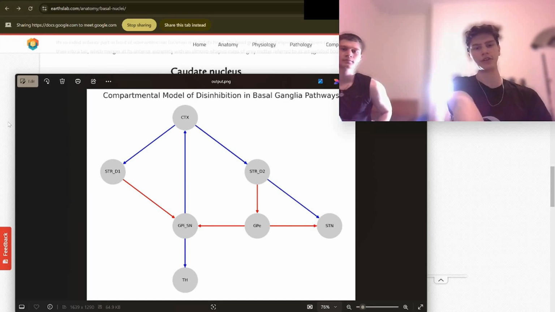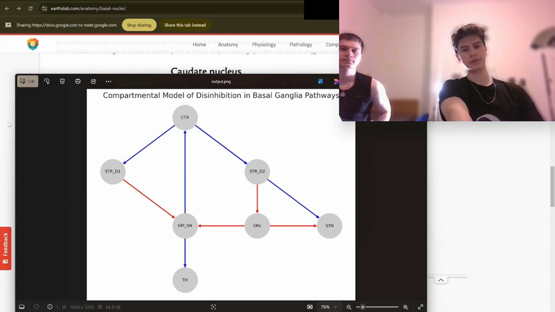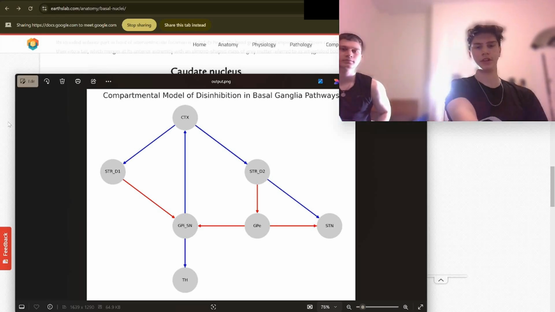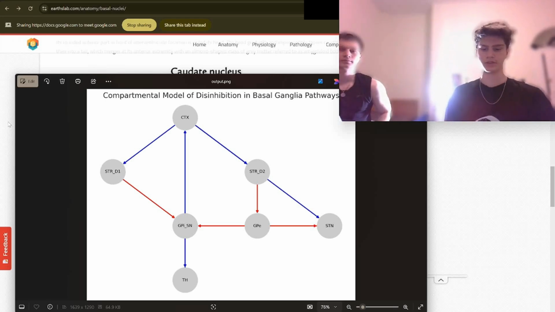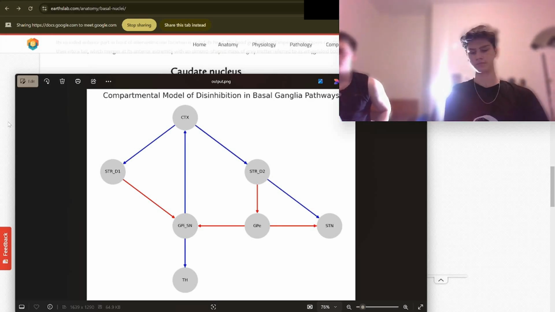So you can see in this diagram, STRD1 will go into the GPi, and these inhibitions together will cause excitation in areas such as the thalamus and the cortices. And yeah, this is the basic concept of disinhibition. You can carry on with the indirect pathway. Yeah. So those pathways exist, and they are the two main pathways.